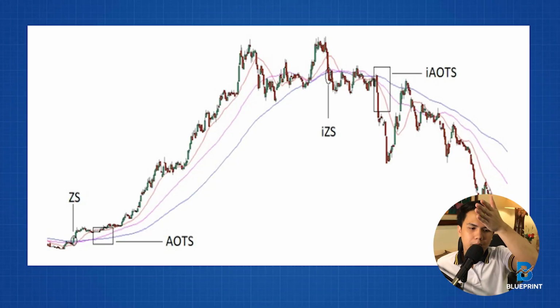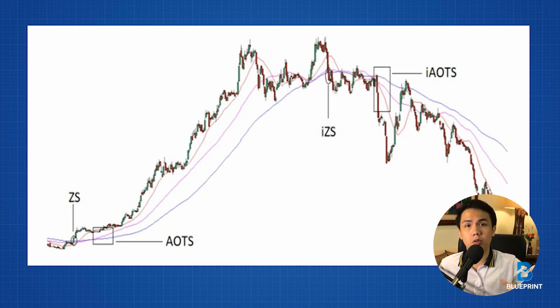So, di ba, in the stock market, we have cycles, right? In the ZFT system, the way we understand cycles is, okay, start natin pag galing siyang downtrend going to an uptrend, that's a zoo strike. And then pag a zoo strike, we want na mag-form siya ng AOTS. And after ng AOTS niya, it's going to form an inverse zoo strike. And if nag-inverse zoo strike yan, nandito na tayo sa inverse alignment of the stars or I-outs.